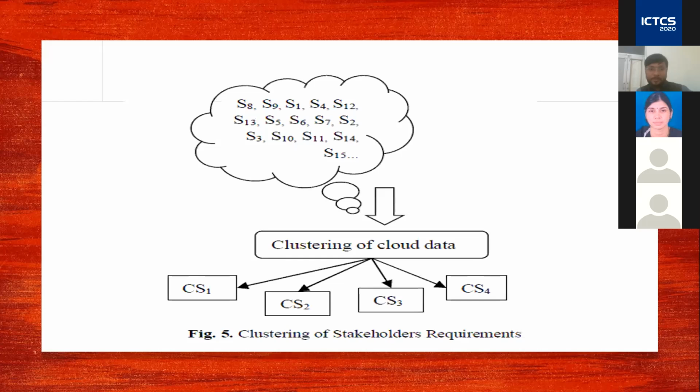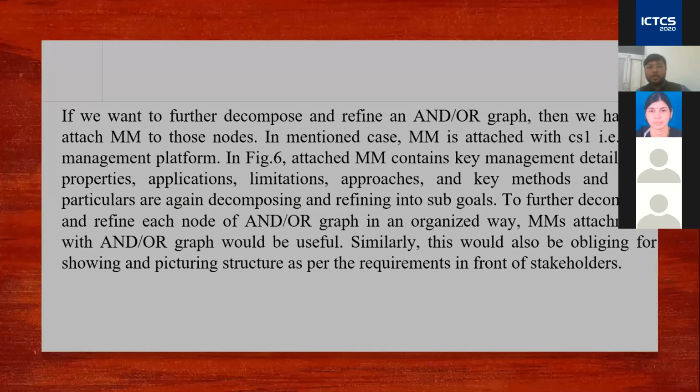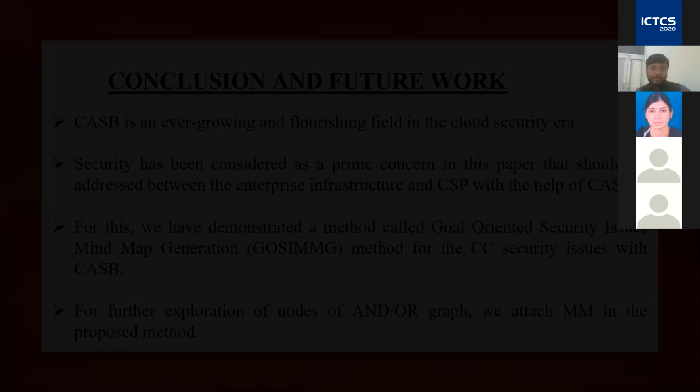We cluster on the basis of CS1, CS2, CS3. CS1 stands for cloud security 1, then cloud security 2 and 3. We cluster in different forms. If we want to go further, this is actually the cloud goal. So I took only one cloud security and further explored it by using the mind map method. What does key management actually do? These are the conclusions of each of us.